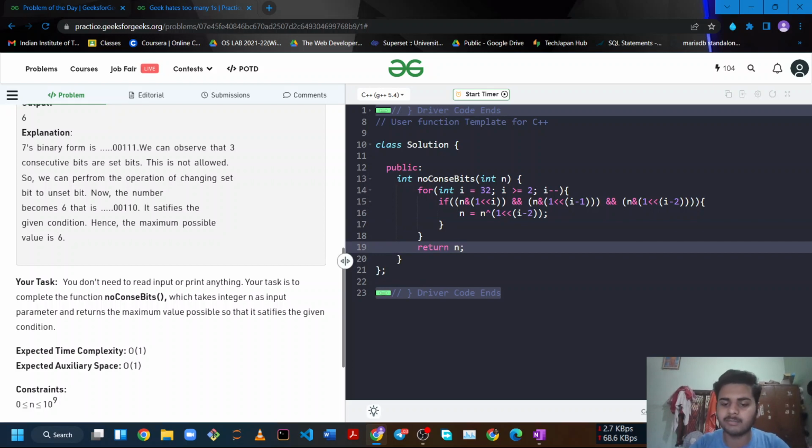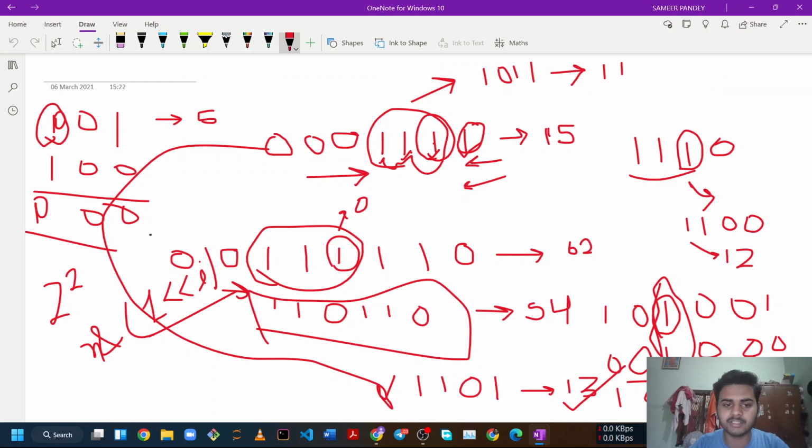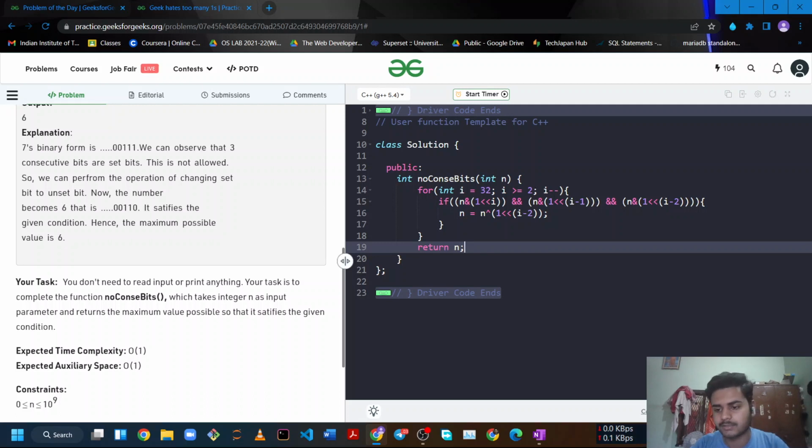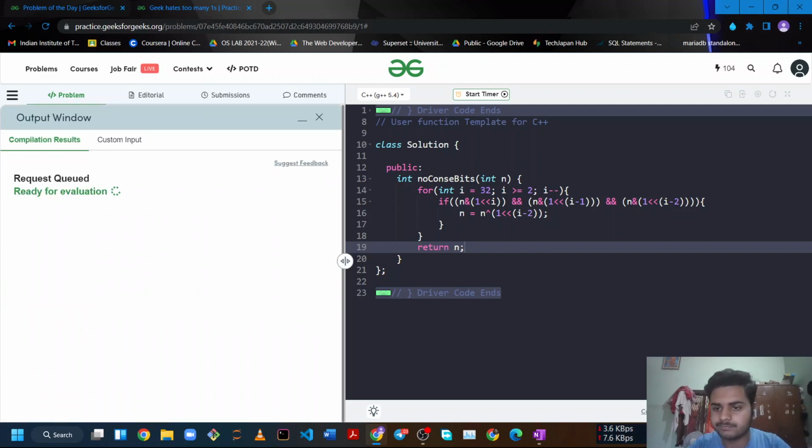Why am I doing that with i minus 2? Because if you observe clearly, if I'm here, then I check i minus 1 and i minus 2, and they are all set. So I'm going to change the i minus 2 bit, which means the last one, the rightmost one. Okay, let's see whether it's running or not. Here I take i greater than 2 because I take i minus 2. If I do it with 0, then what happens? This becomes minus 2, which is invalid.